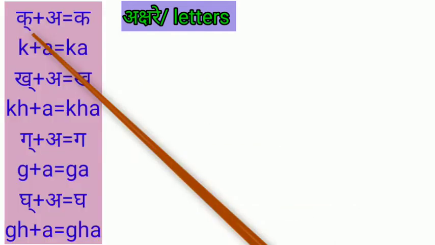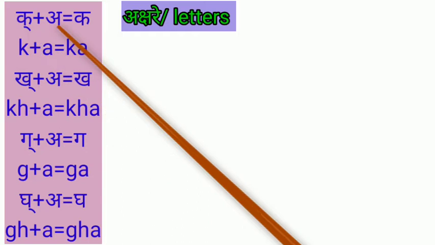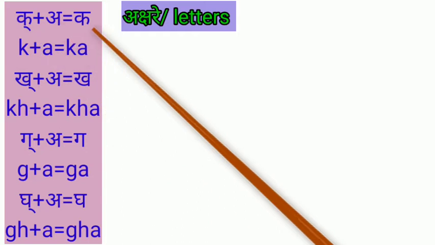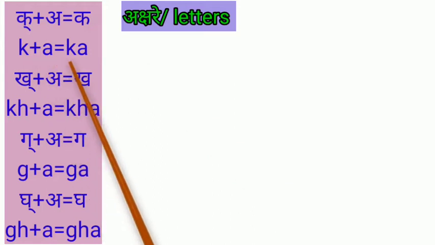Like this, here is a K consonant. That's why there is one slanting line at the bottom of the alphabet. K plus a vowel or swar is equal to K. It's a full or complete Marathi letter. It's called akshar, and it sounds K plus A is equal to K. Same just like English letters.